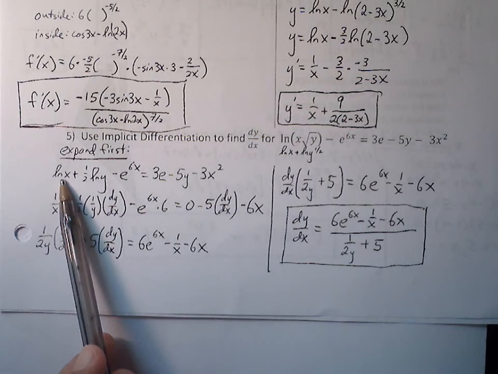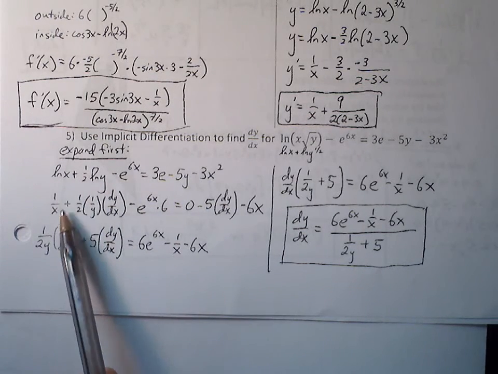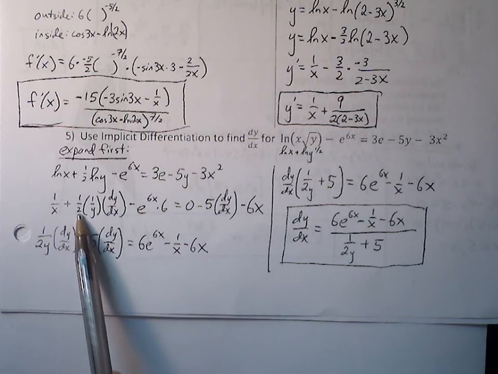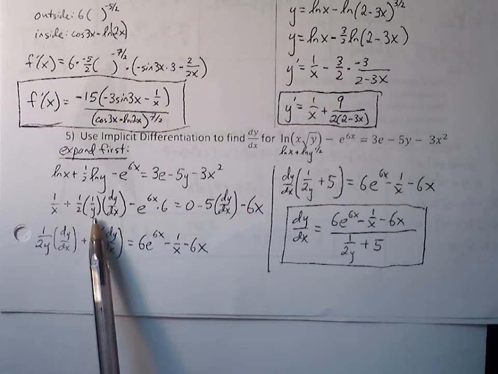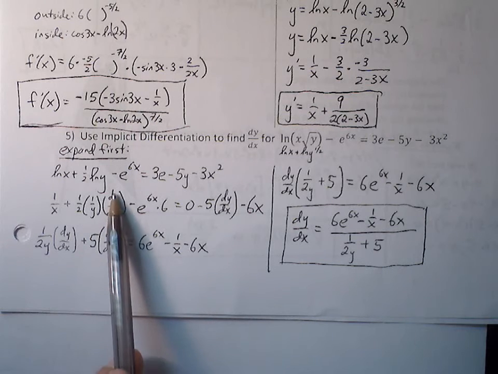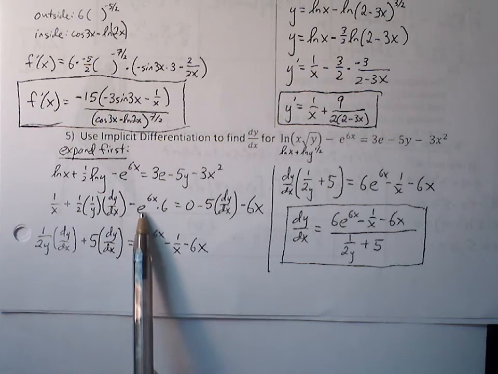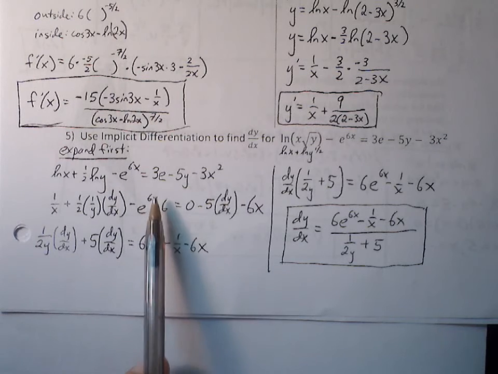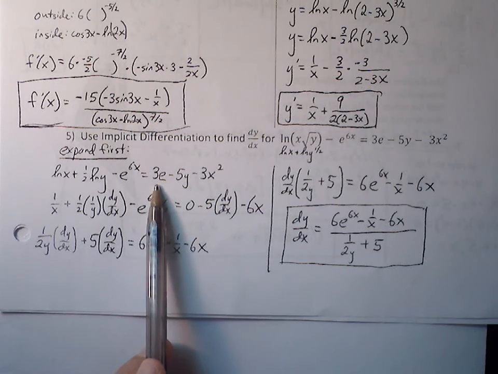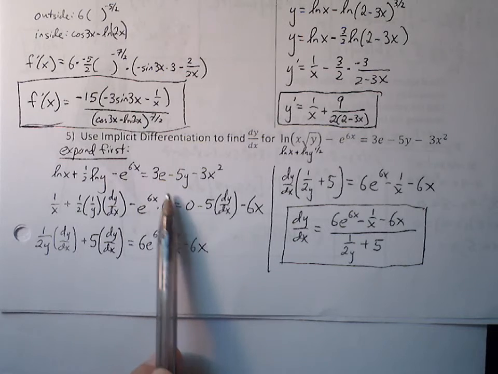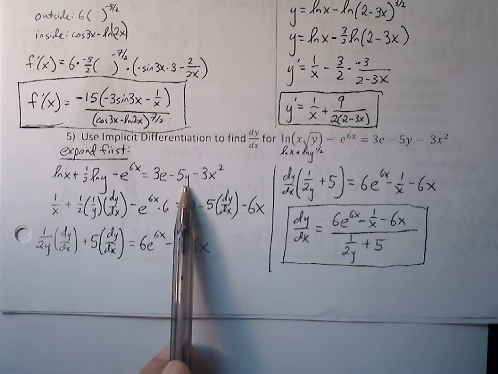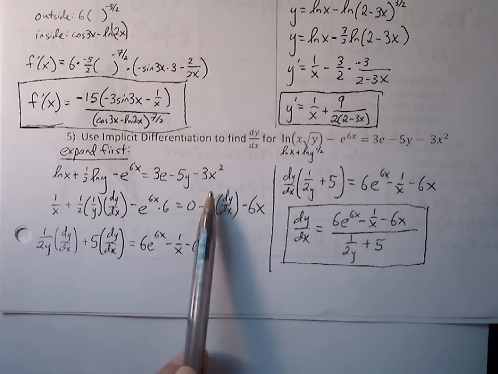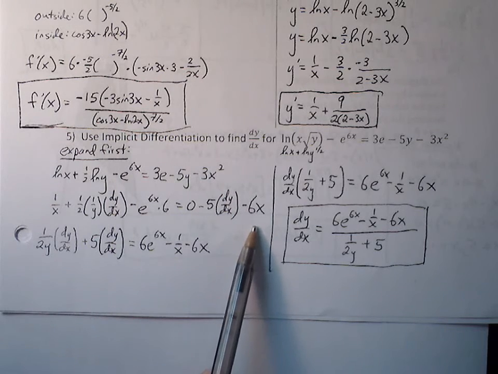Okay. Let's go through each of these terms here. Natural log of x becomes 1 over x. 1/2 natural log of y becomes 1/2 u prime over u, or 1 over y. We just took y's derivative, so we need to include that dy dx. e to the 6x becomes e to the 6x times 6. On the other side of the equation, 3e is a constant, so that constant will go to 0. 5y becomes 5. The y goes away, but we're asking for y's derivative, so we need a dy dx. And then 3x squared becomes minus 6x.